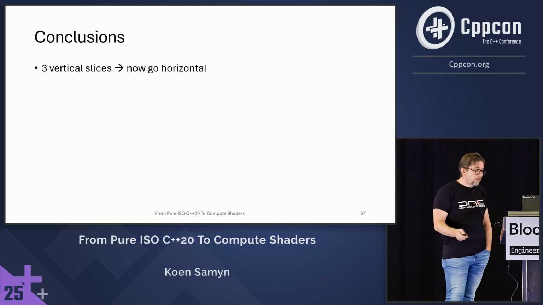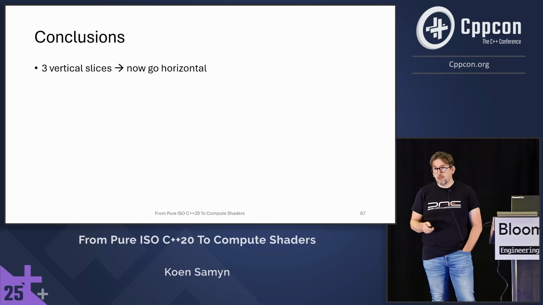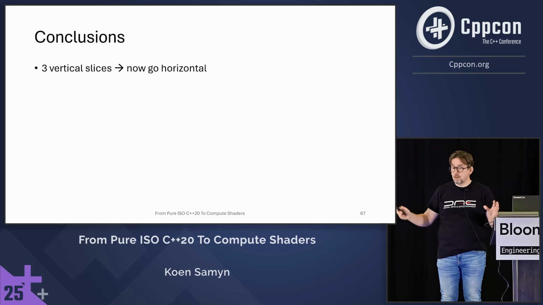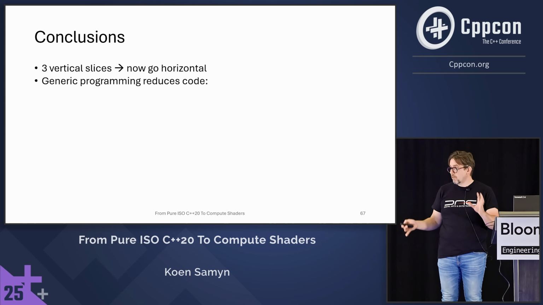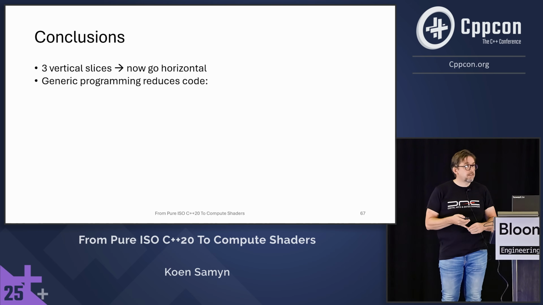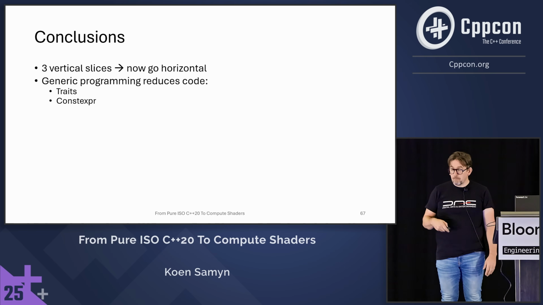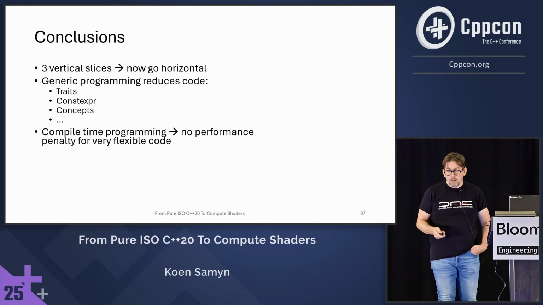So I have 3 vertical slices. There's still much work to do in this project. So I have to go horizontal, support more image formats, more GLSL functions. I can draw the conclusion that generic programming reduces code. So it's really small code, and you can read it, and you can add stuff to it via traits. So it's really powerful to use these things.